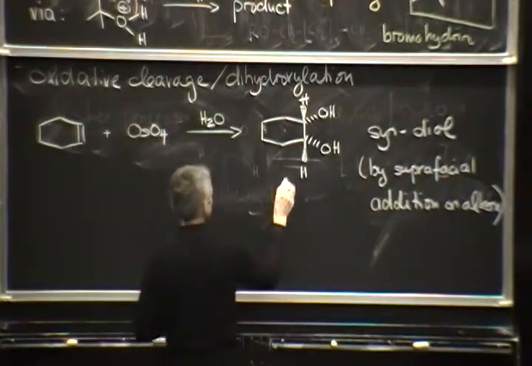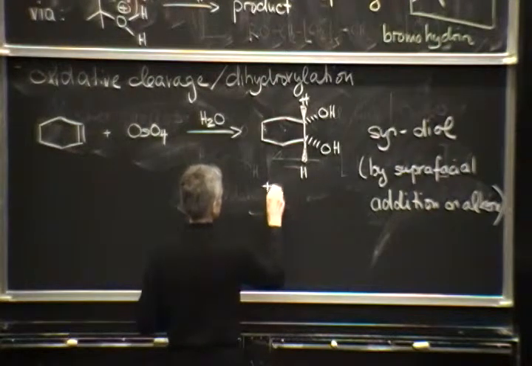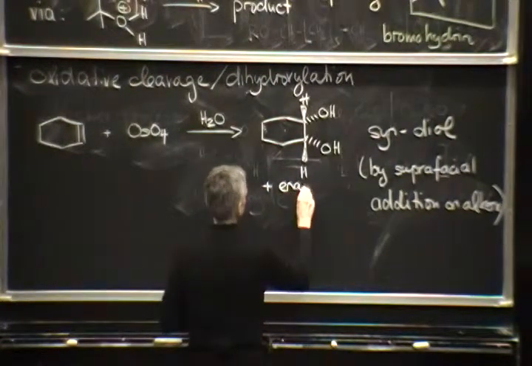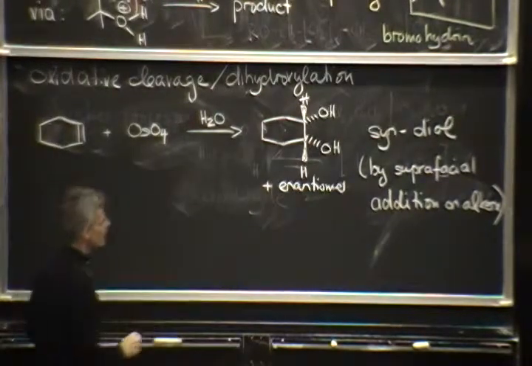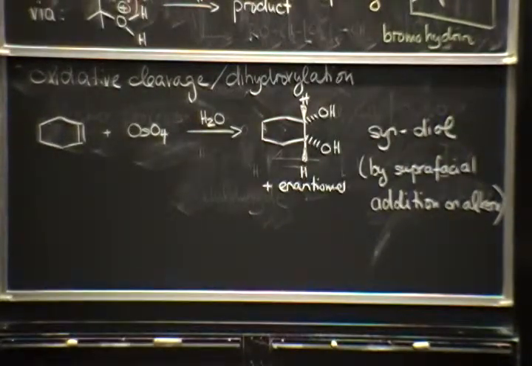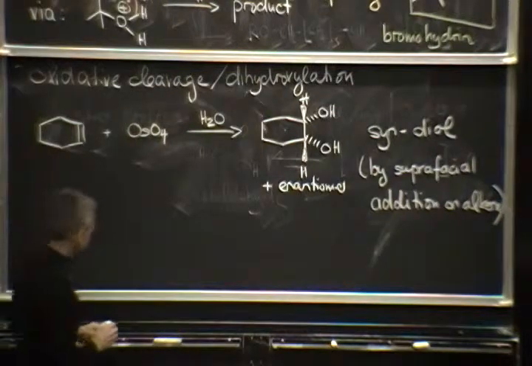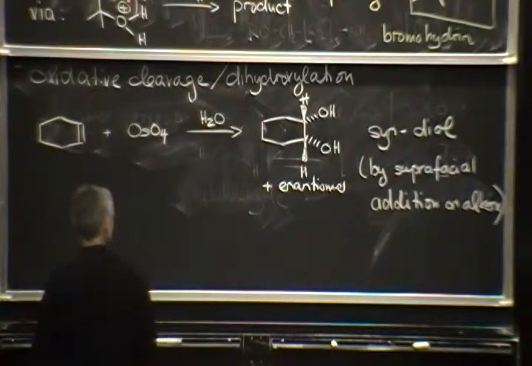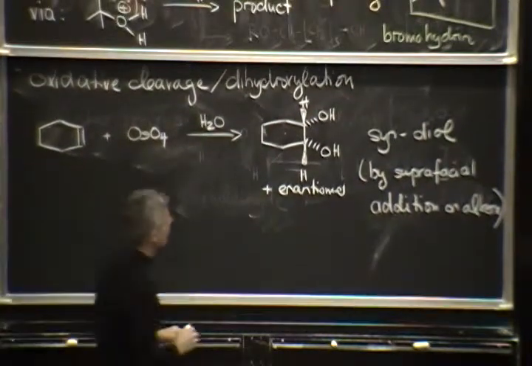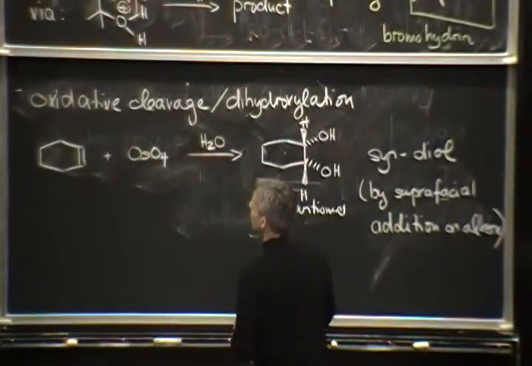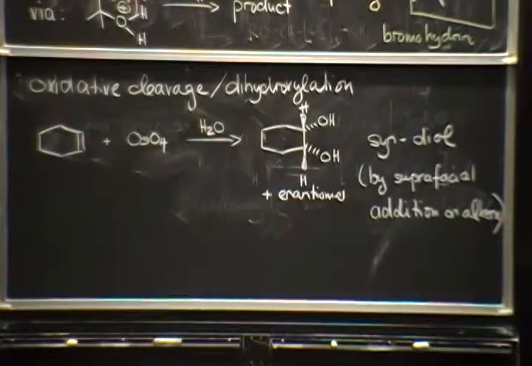Again, this is a process where I draw one compound, but it's a racemic product, so I'll write down plus the enantiomer. Let's take a quick look at the mechanism. I'll do the mechanism on this board.